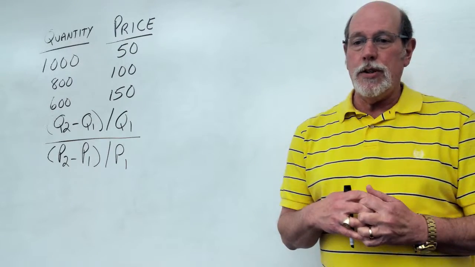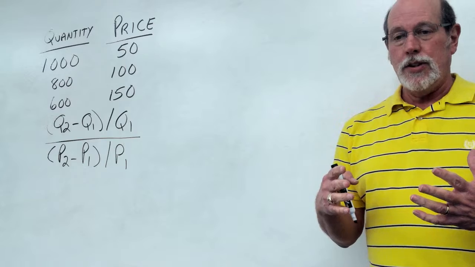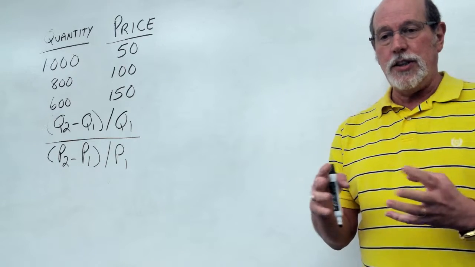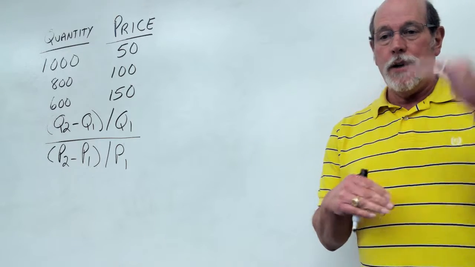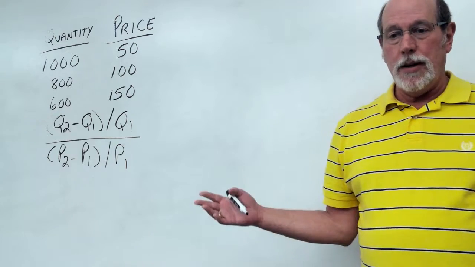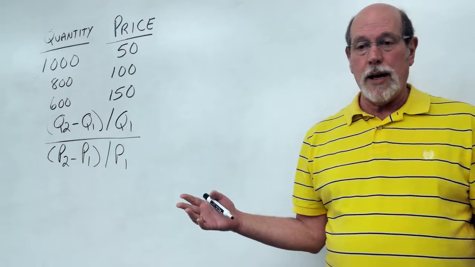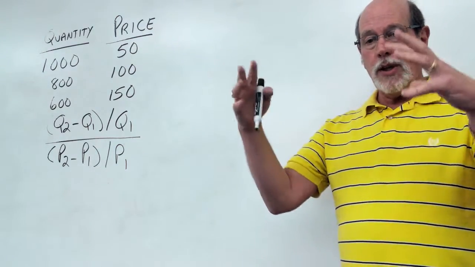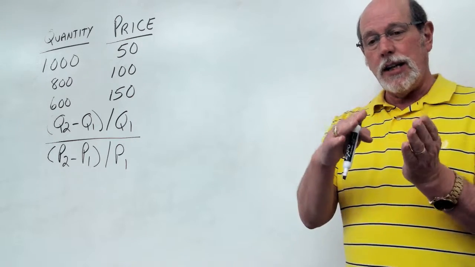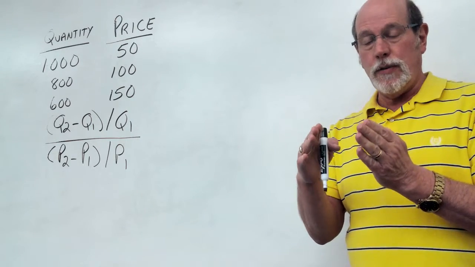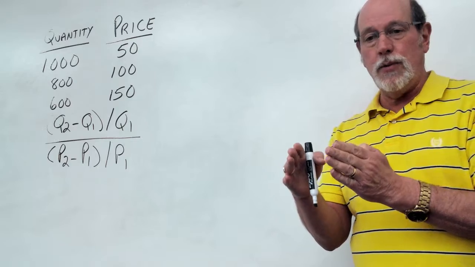So what we really do is work with two numbers so we can calculate a percentage change. You need two numbers to do that. Quantity figures are always going to go on top. The price figures are always going to go on bottom when we're working top to bottom. So where it says second quantity Q2 minus first quantity Q1 divided by Q1.